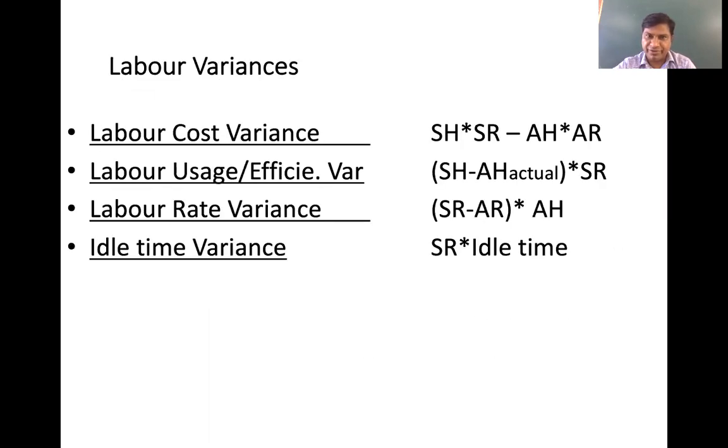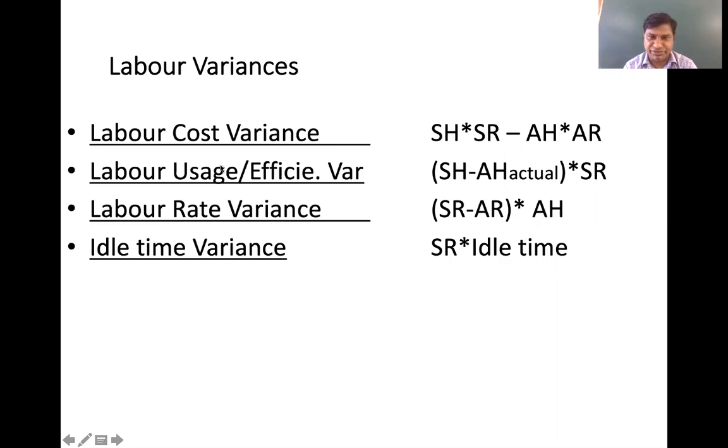At least, were you there for the formulae, labor variances formulae? These are the three important formulae, three important equations. Labor cost variance is equal to standard hours into standard rate minus actual hours into actual rate. Then likewise, labor usage variance is equal to standard hours minus actual hours into standard rate. Labor rate variance is equal to standard rate minus actual rate into actual hours.